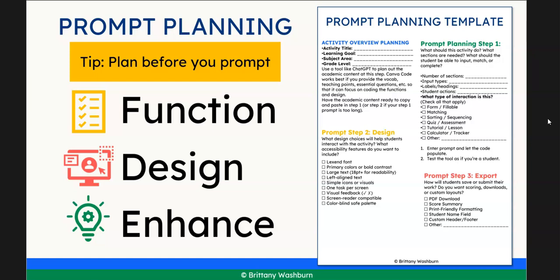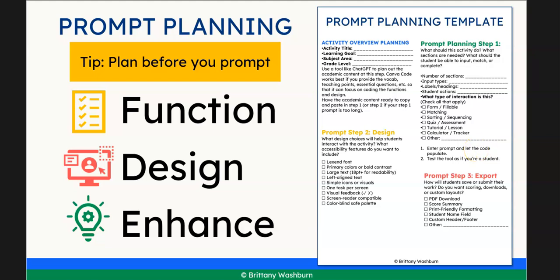So here's the suggested workflow. Once you have your academics planned, we are going to go to prompt planning step 1, which is the function. What do we need this activity to do? What sections are needed? What do students input, match, complete? Have that thought out. And if you can get like 50% of this answered, we're in a good spot for prompt 1. So after you filled it in, you will let the code populate. And then once it's done, you will test it as though you are a student.